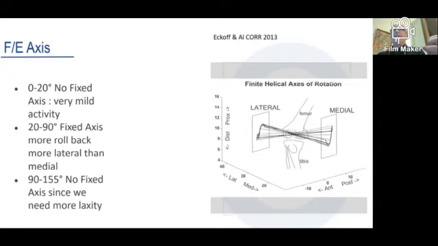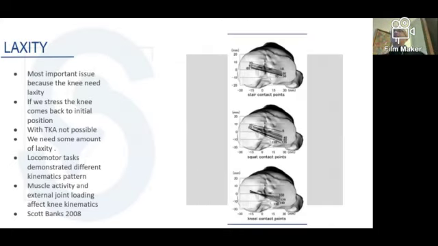and to push the body forward. You need a stable knee to push the body forward, and you have an axis which is stable. After more than 90 degrees, between 90 and 150 or 155 degrees, this axis is not fixed since we need more laxity. When you kneel or when you squat, there is external rotation and posterior translation of the tibial plateau. Then in the articular surface, between the femoral condyle and the tibia, there is more space, so you need more laxity, and the axis is not very stable.